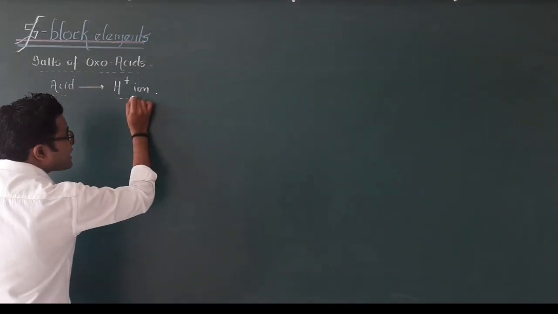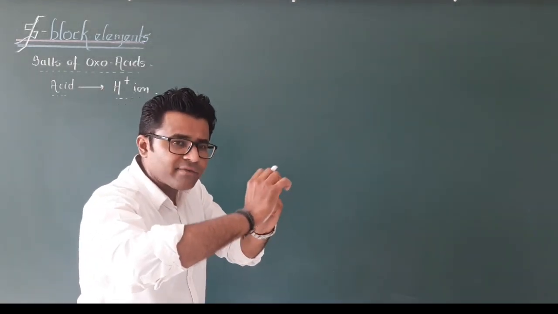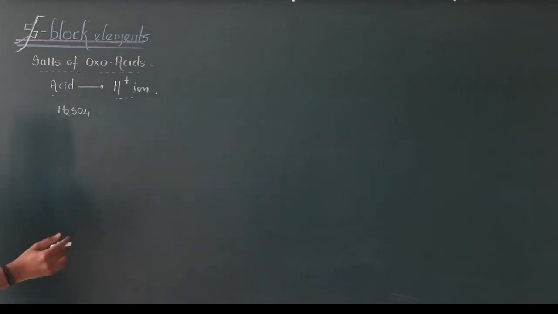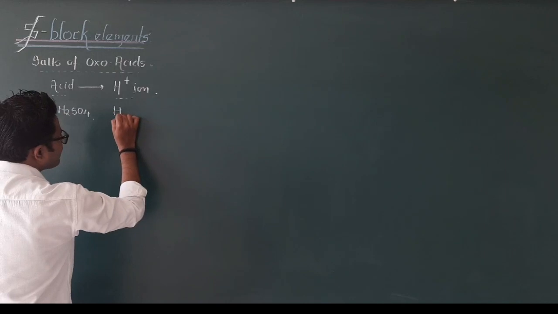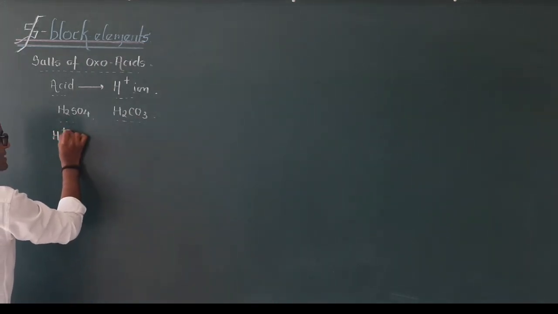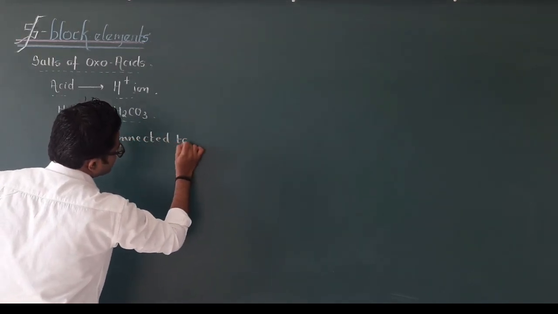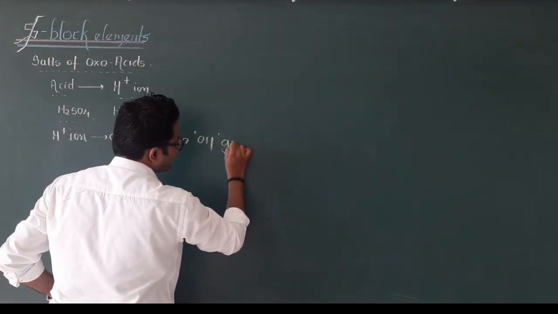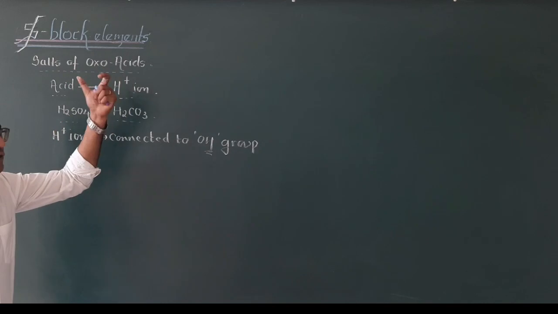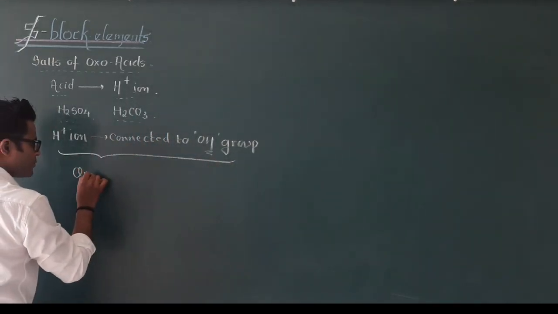Now, if this H plus ion which has to be donated from an acid is attached to a hydroxyl group, that means it is going to be donated from a hydroxyl group. For example, we have H2SO4, sulfuric acid, and we have H2CO3. Such kinds of acids, wherein the H plus ion is connected to an OH group, where it is actually this hydrogen that is going to be donated off, are called oxo acids. So these are nothing more than simple oxo acids.